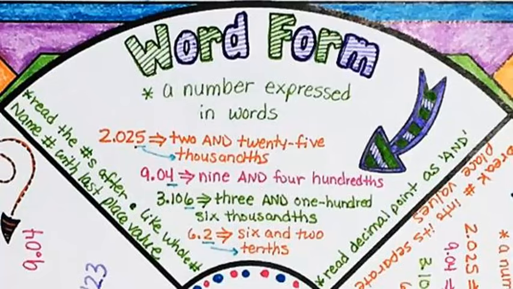This is the section for word form. This is when you write the number out using only words. Remember to only use the word and when you are writing the decimal point. You should read it like you write it and write it like you read it. Always use the last place value for each grouping as you write.